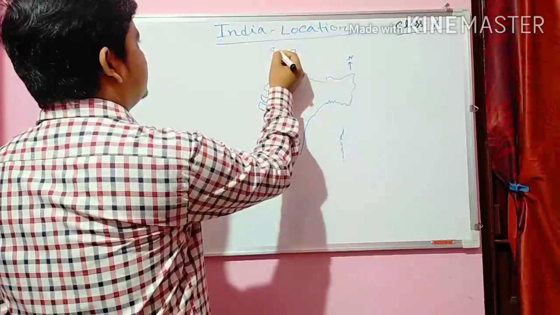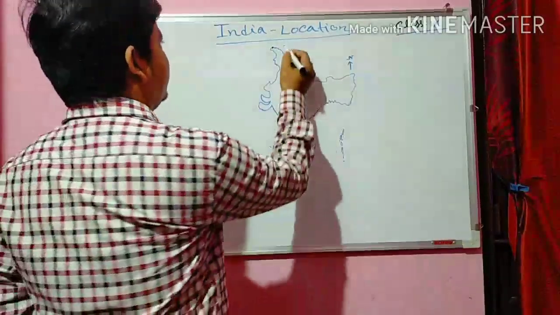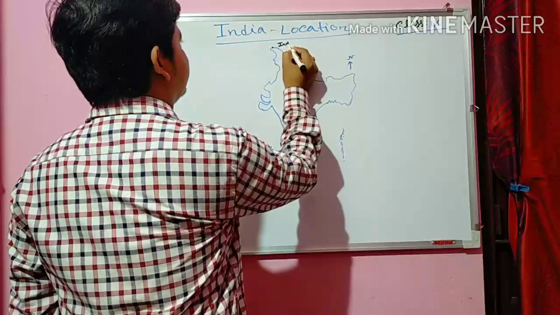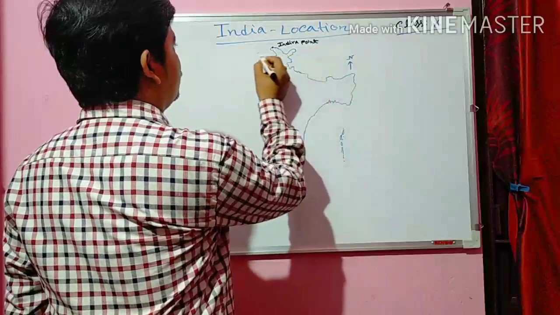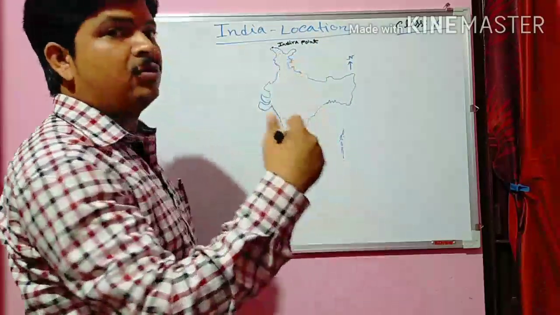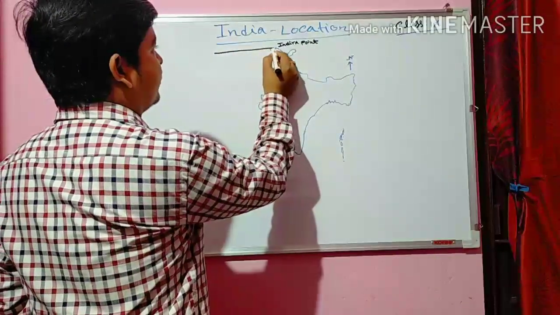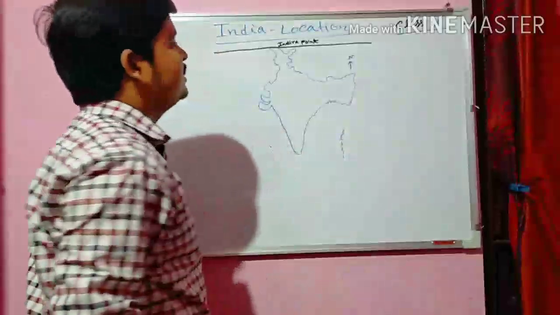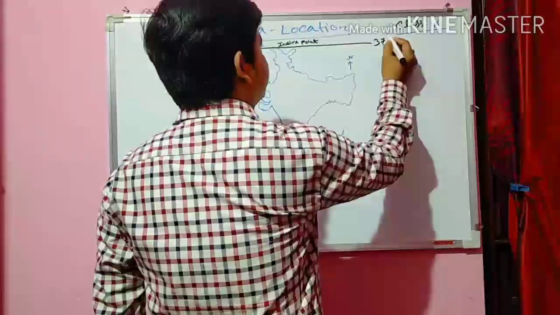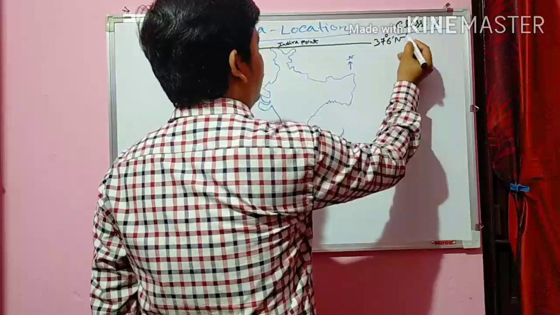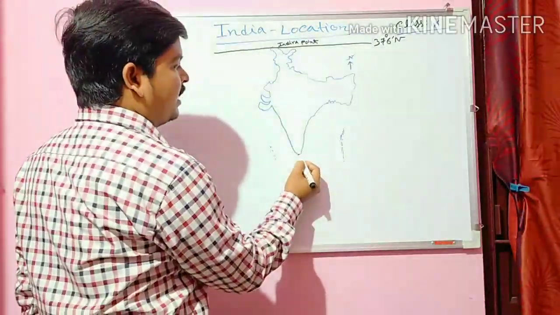You see, this is the northernmost point. It is Indira point. So we can see this is the northernmost point. We will draw one line here. This is one latitude line. The value is 37 degree 6 minute north.